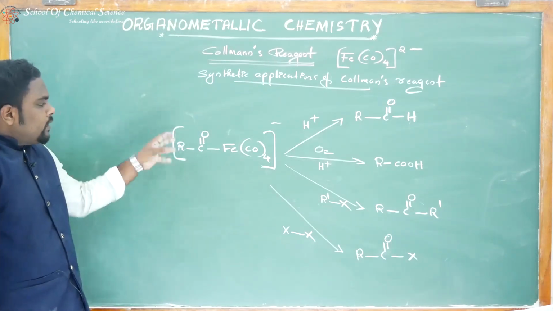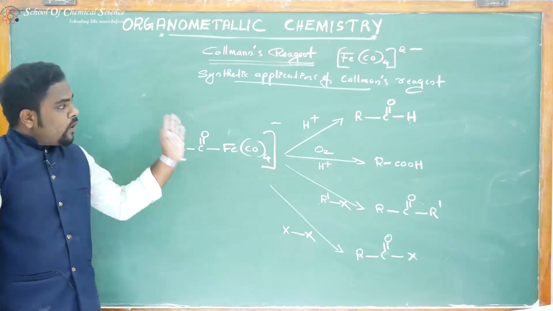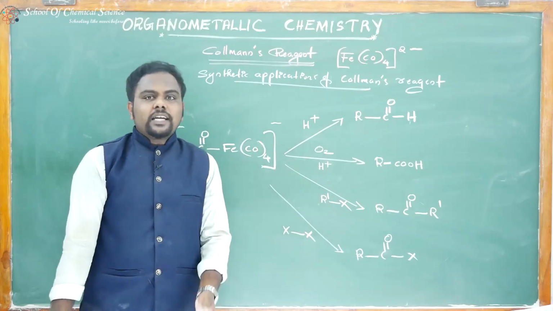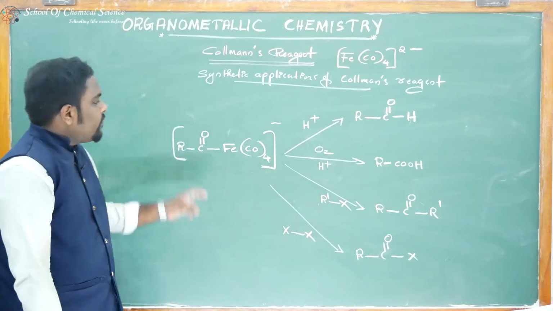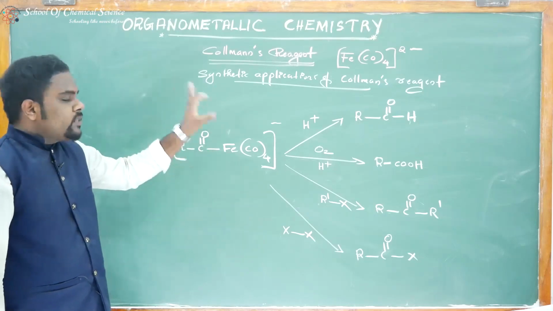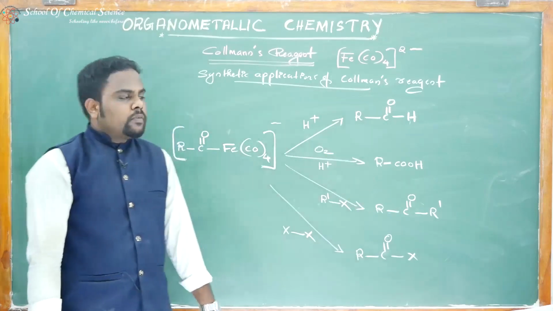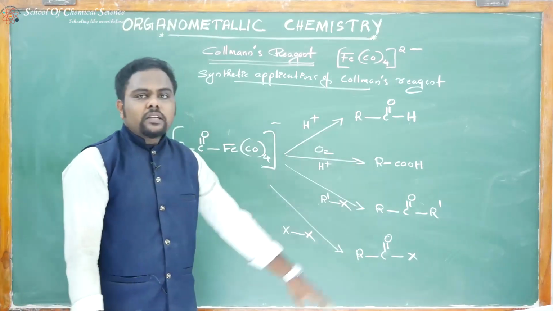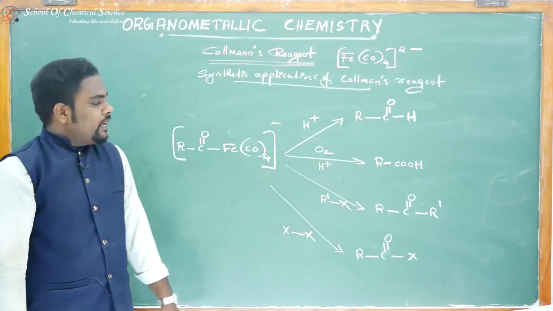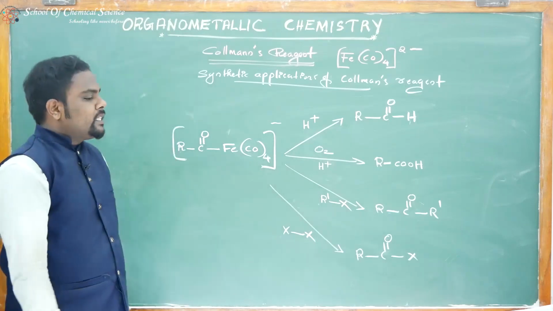So this is derived from Collman's reagent. Collman's reagent can be converted into many organic compounds. That is a synthetic application of Collman's reagent. When Collman's reagent reacts with acyl halide, RCO FeCO4 negative is formed. This one, on reaction with H plus, gives an aldehyde. With O2, a carboxylic acid will be formed. With RX, a new ketone will be formed. With halogen, an acid halide is formed.